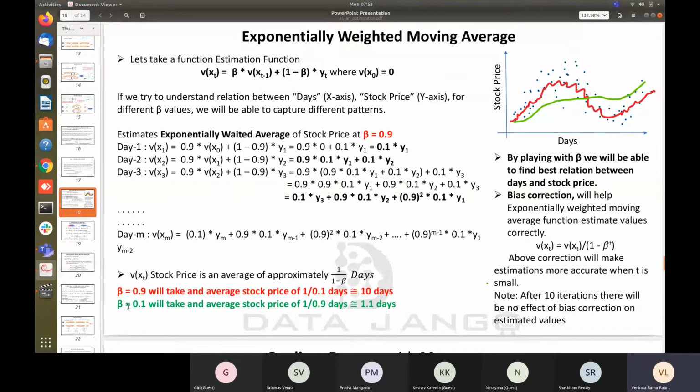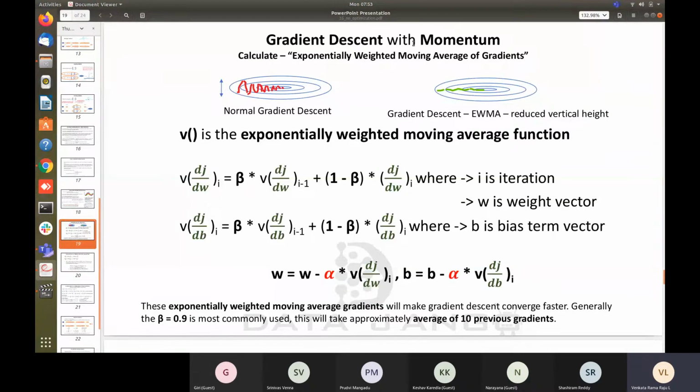So if the beta value is small, the consideration is going to be very low. If you take beta equal to 0, it's going to be that day only. No previous days are considered. So that is exponentially weighted moving average, and in momentum, the exponentially weighted moving average is the formula we use to calculate the next gradient, and we use that as the value to converge towards the global minimum. So that is momentum, and RMS prop is a little more advancement, right?